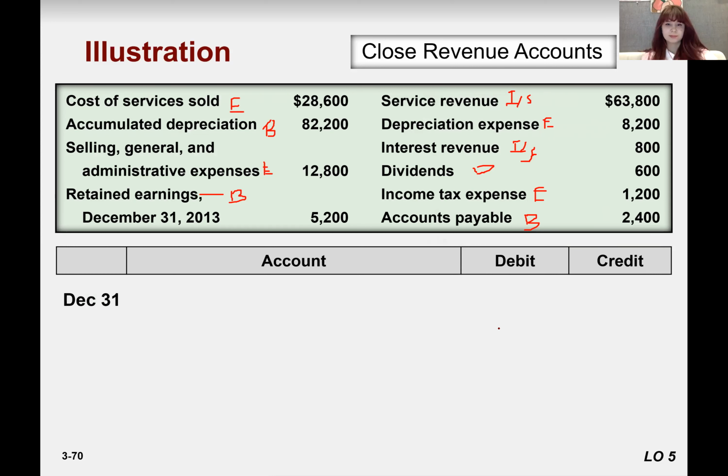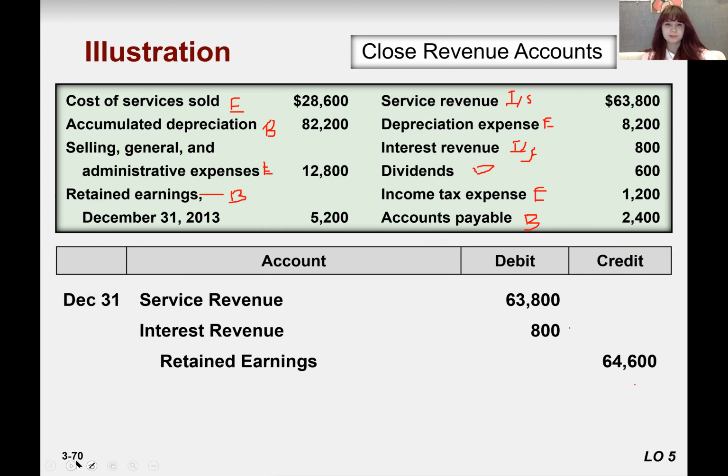Now we have 2 revenue accounts, right? We need to close them down. We know that the natural balance for revenue is credit. Now we need to make it debit. So the entry would be service revenue, interest revenue to retained earnings. Please compare your answer, right? That doesn't mean we close down just one revenue; we close down all the revenue accounts, service revenue and interest revenue. Retained earnings 64,400, right?